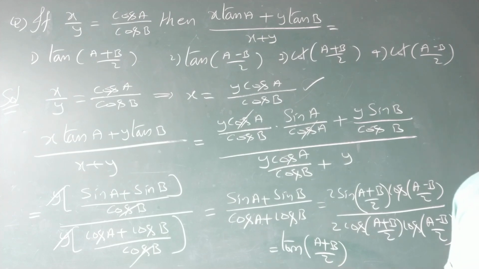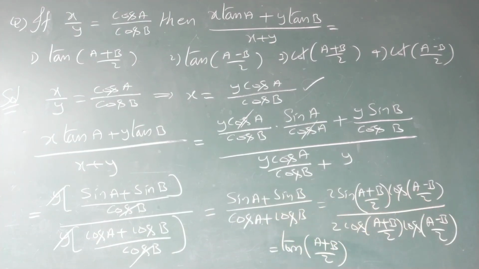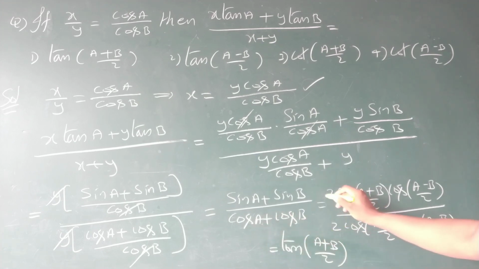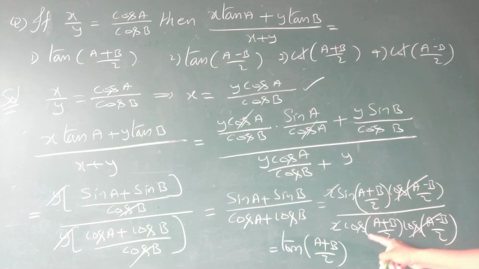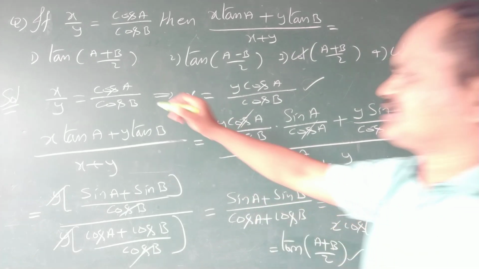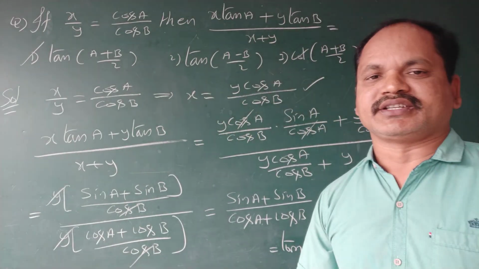So according to the transformation, sin C plus sin D is 2 sin (C plus D) by 2 cos (C minus D) by 2, and cos C plus cos D is 2 cos (C plus D) by 2 cos (C minus D) by 2. The 2 gets cancelled, and cos (A minus B) by 2 gets cancelled. Now sin by cos is tan. That's why it is tan (A plus B) by 2. So that is the first option, that's why the answer is tan of (A plus B) by 2.